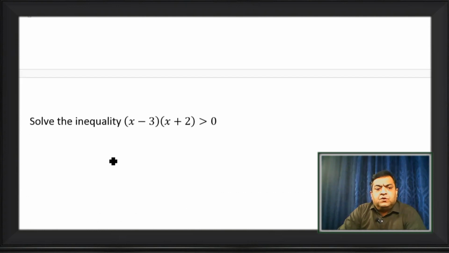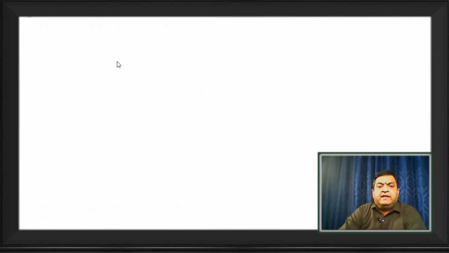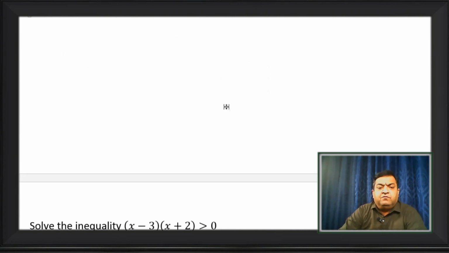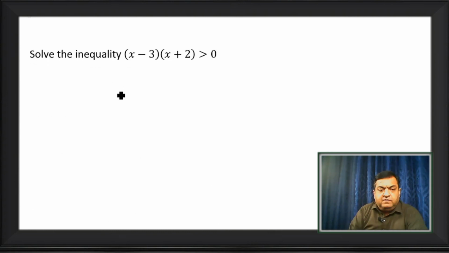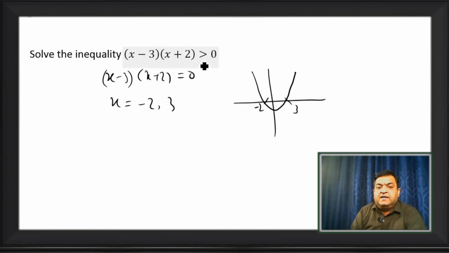Next question. Again, we have to solve a quadratic inequality, this time greater than or equal to 0. The quadratic expression is the same as in the previous one, but the sign is changed. For that, we will solve it like the previous question. We will put this equal to 0 to get the values x = -2 and 3. This time the coefficient of x² is again positive, and -2 and 3 are its roots. But what is the difference over here? The inequality is reversed. It is greater than or equal to 0, and in the previous example it was less than 0.